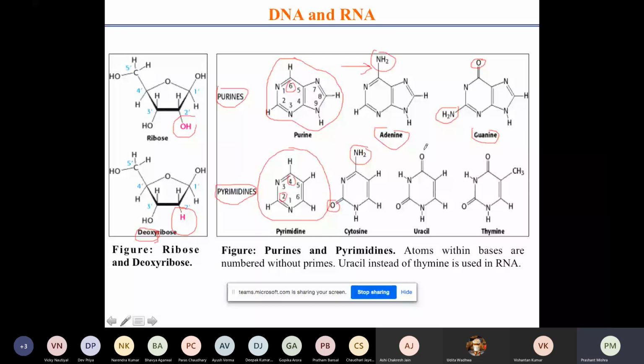Where are the modifications? These two positions, 2 and 4. So what can we call it? 2,4-dioxopyrimidine. So uracil is nothing but 2,4-dioxopyrimidine.